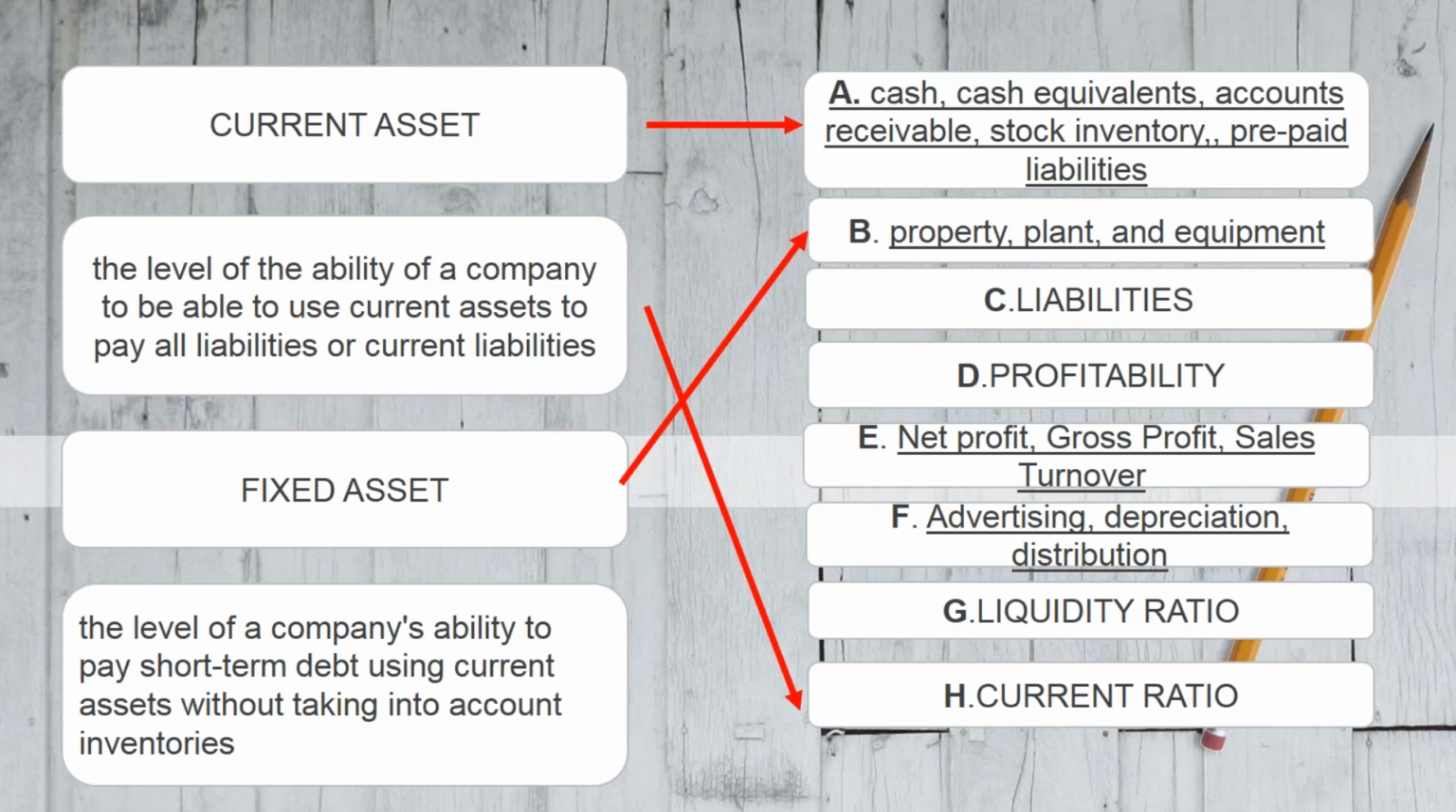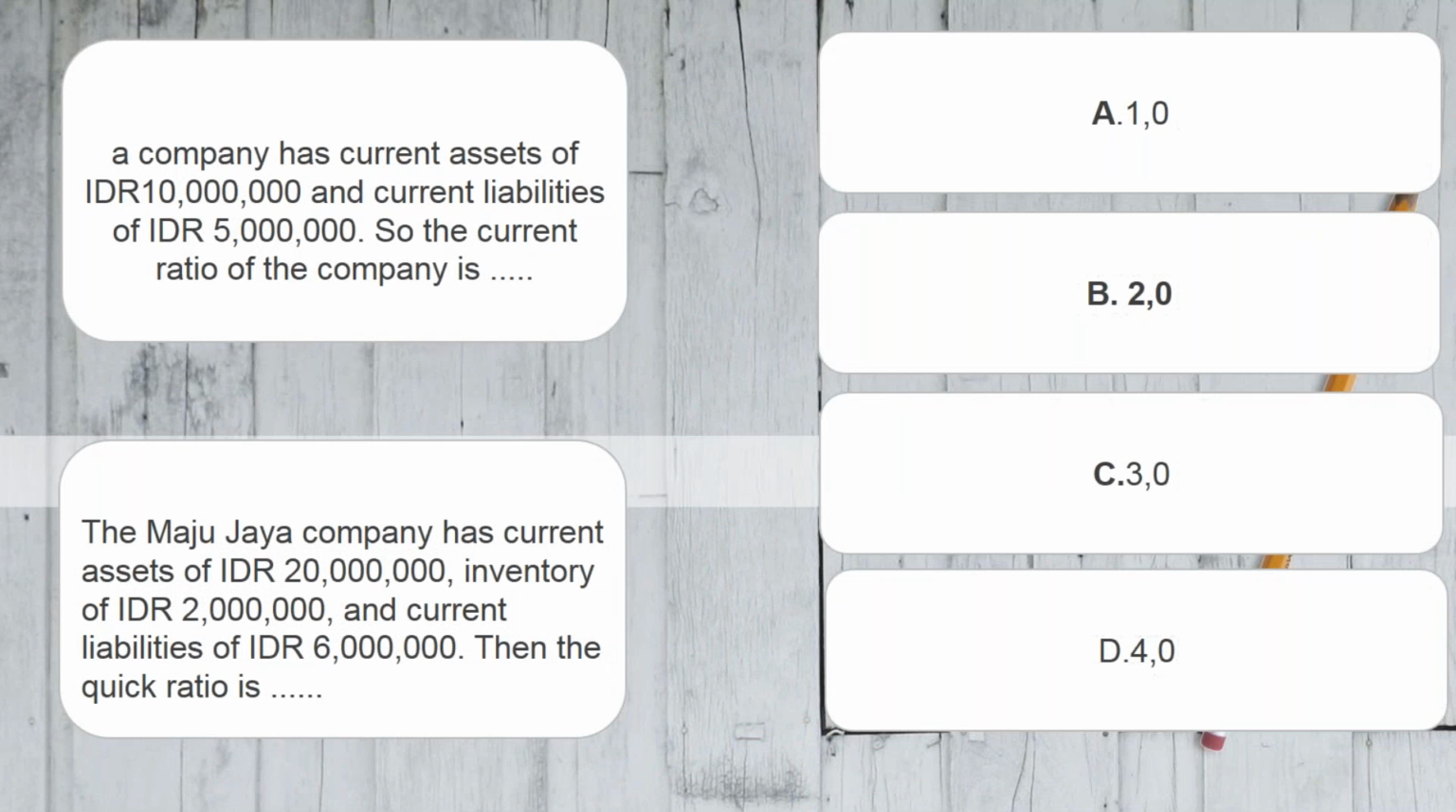Next, the level of a company's ability to pay short-term debt using current assets without taking into account inventories. I think it's liquidity ratio. Liquidity ratio. Okay, right. We are going to the next slide.